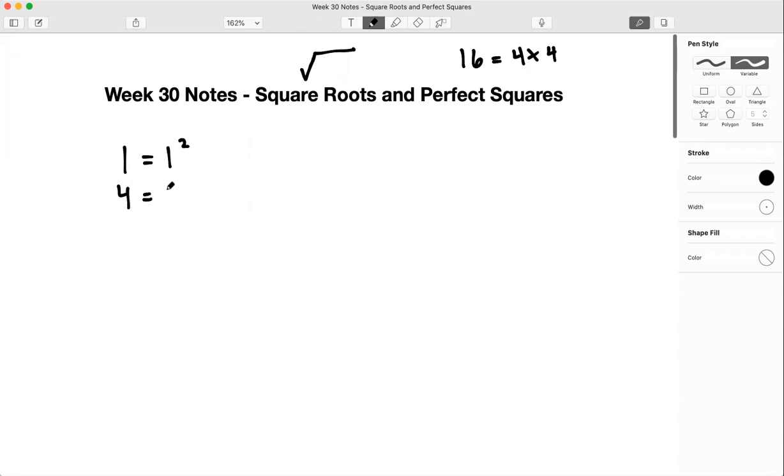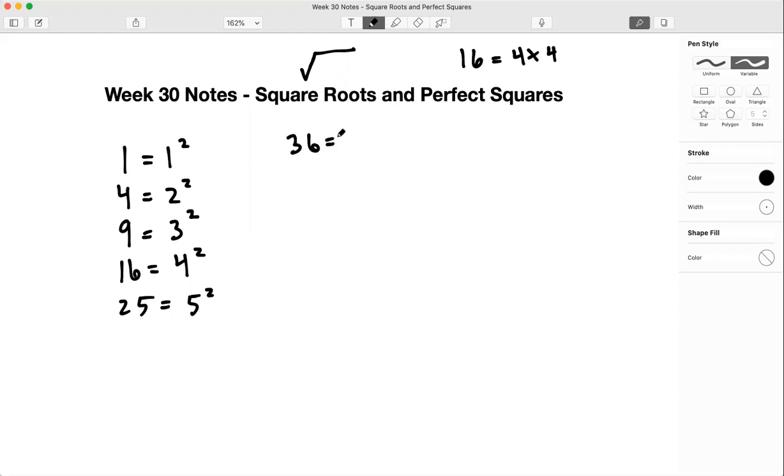4 is our next one. 4 equals 2 squared. 9 is our next one. That's 3 squared. 16, that's a perfect square. 4 squared. 25, 5 squared. Do you know the next one? 36, 6 squared. How about the next one? 49, that's 7 squared. 64 is 8 squared. 81 is 9 squared. We're going to go all the way up to 15 squared.